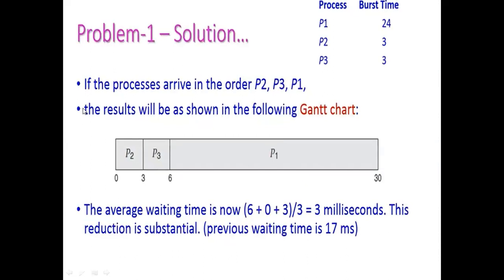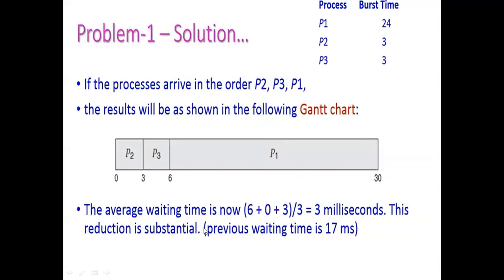Suppose, for the same problem, the processes arrive in the order P2, P3, P1. The results are shown in the following Gantt chart. The waiting time for the process P2 is 0, for the process P3 is 3 milliseconds, and for the process P1 is 6 milliseconds. So 0 plus 3 plus 6 divided by, since there are 3 processes, we need to divide it by 3. So the average waiting time is 3 milliseconds.